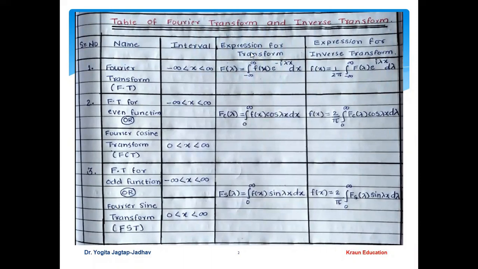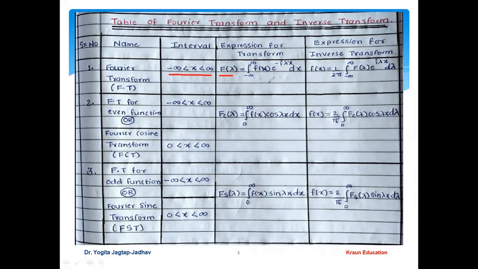Here you can see, while finding the Fourier transform for a given function defined in the interval minus infinity to plus infinity, the Fourier transform of a function f of x is denoted by F of lambda, and it is defined by the integral from minus infinity to plus infinity f of x times e raised to minus i lambda x dx. And its inverse Fourier transform of this F of lambda gives us the value of f of x, and it is defined by f of x equal to 1 upon 2 pi integration from minus infinity to plus infinity F of lambda e raised to i lambda x d lambda.